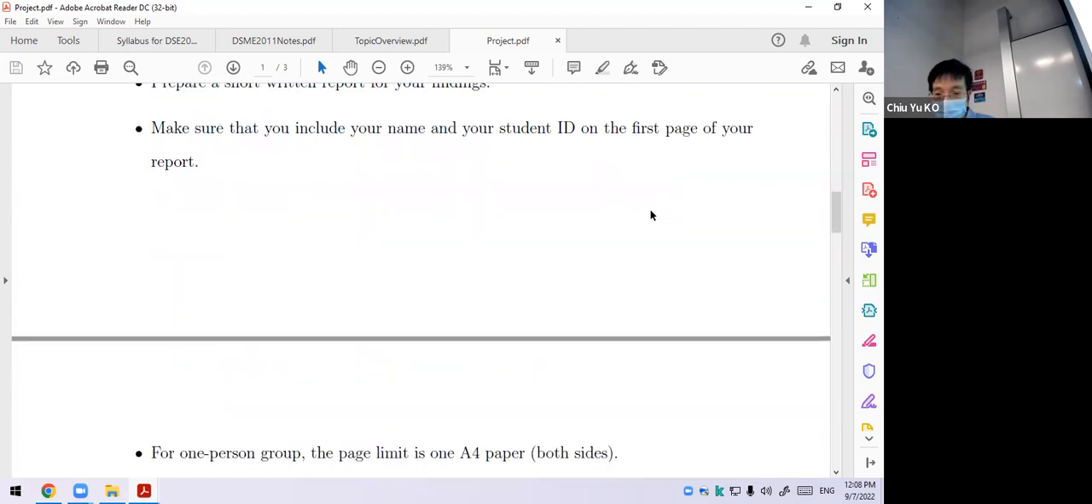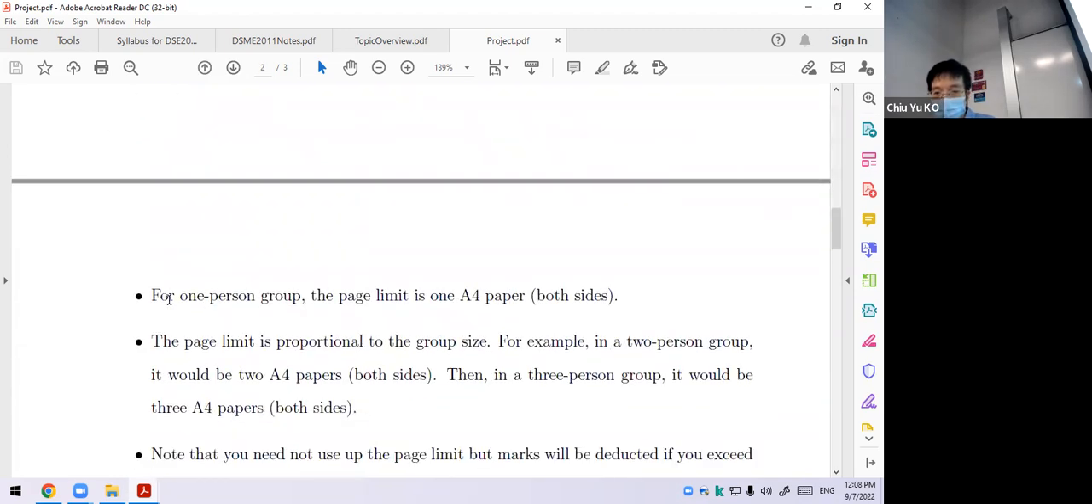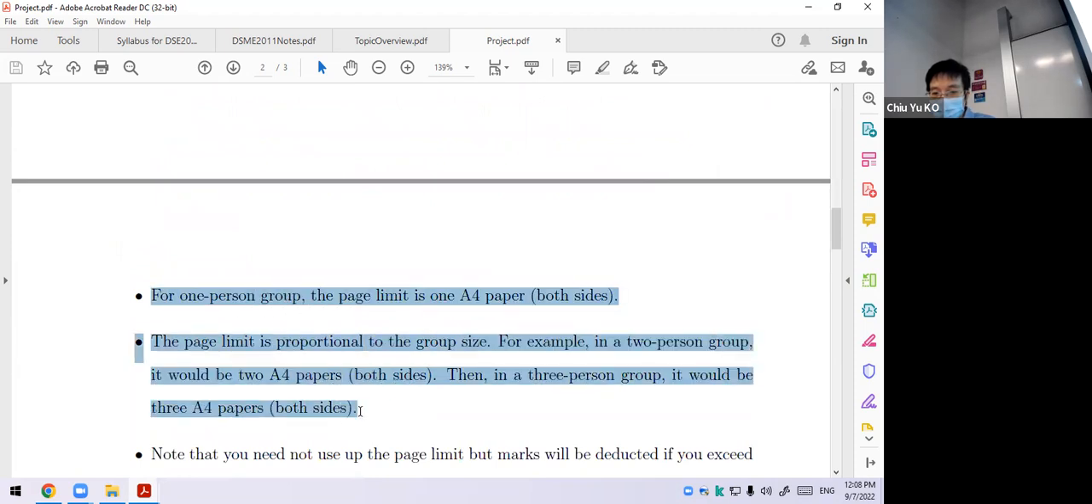Okay. So the only thing I want to mention is the page limit is 1 A4 paper, both sides, for each person in the group. If you do it by yourself, just 1 page. If you do 2 people, 2 pages, 3 people, just 3 pages. So I explicitly don't allow you to overrun because I worry about overwork.